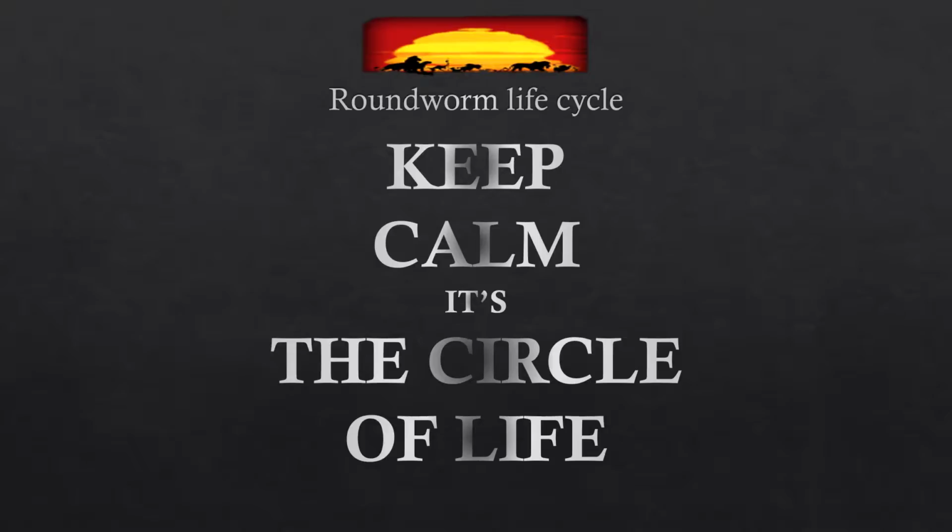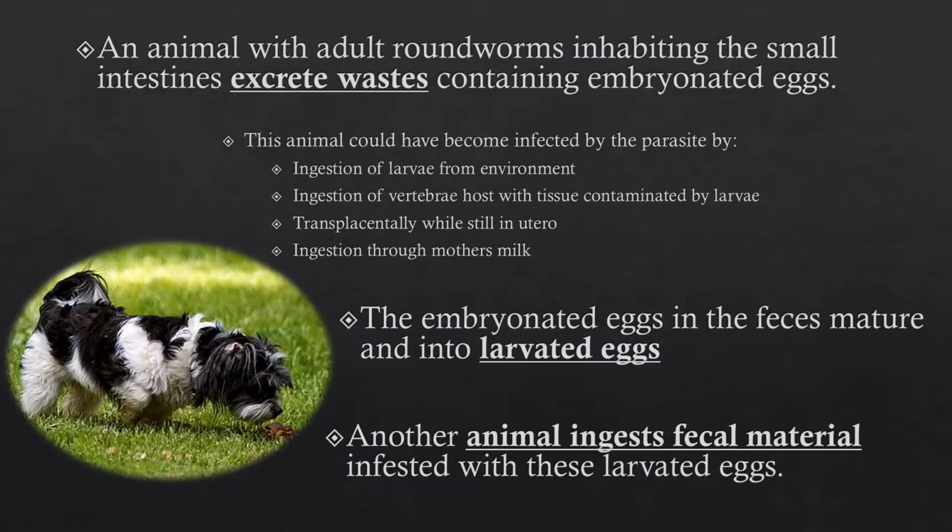Alright, so we're going to talk about the roundworm life cycle. Okay, so we're going to start off with an animal that is infested with adult roundworms. These adult roundworms live in the small intestine and they reproduce. When they reproduce, they create embryonated eggs. The embryonated eggs are shed in its feces.